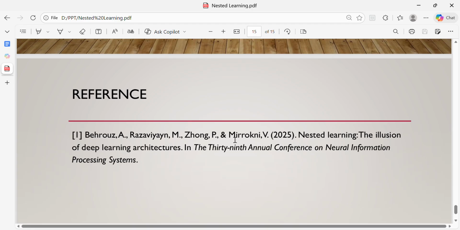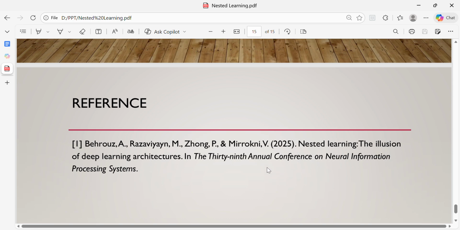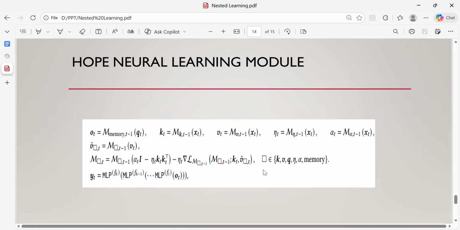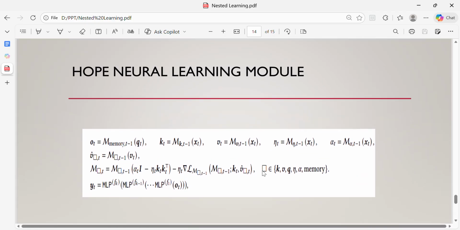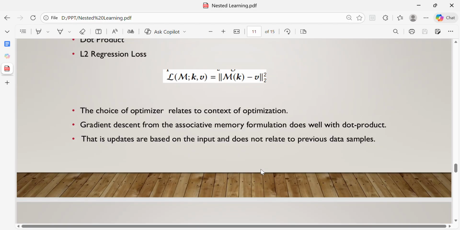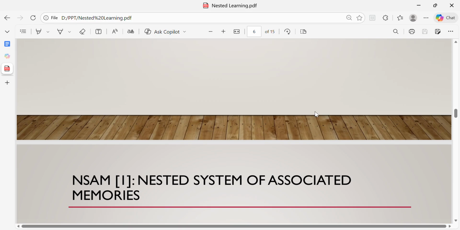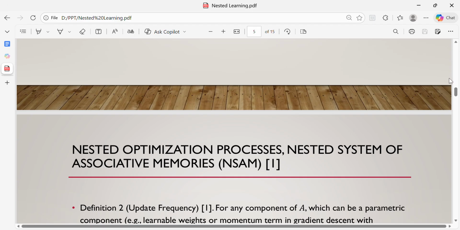So once again, this is the paper, Nested Learning: The Illusion of Deep Learning Architectures. It was published in Neural Information Processing. It is a great paper to read, but 50 pages is quite time consuming. So here I am presenting to you the shortened version and the key points of it.